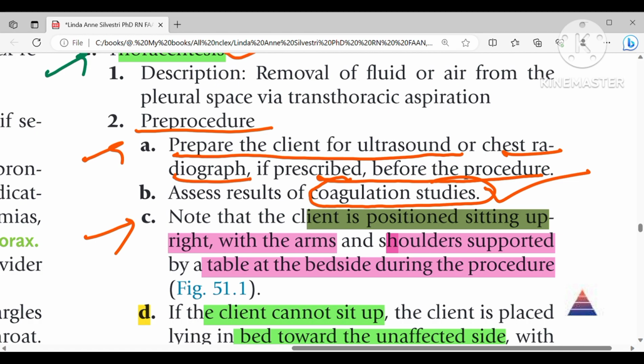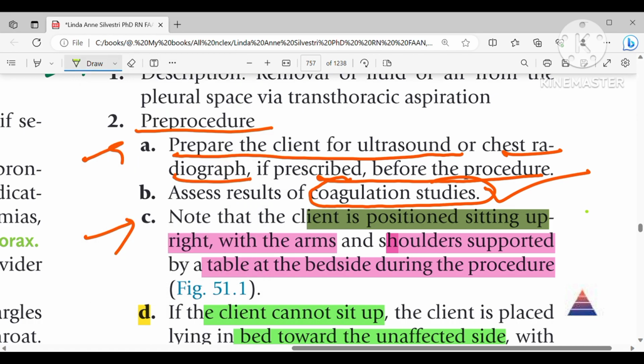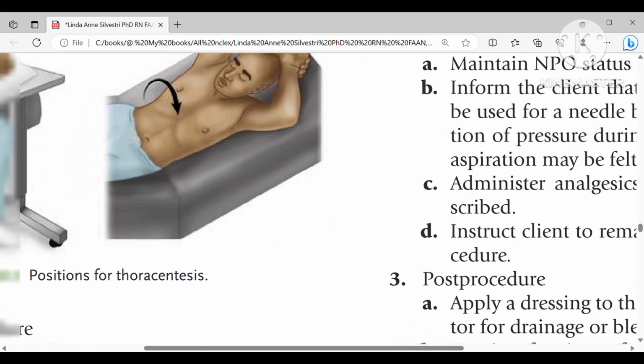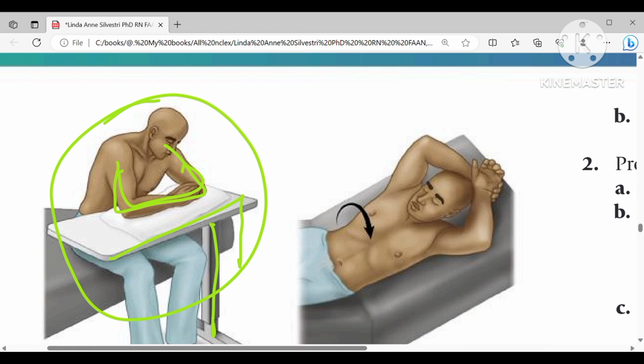Next one is note that client is positioned sitting up. So we should make sure the patient is sitting upright with arms and shoulders supported by a table at the bedside during the procedure. Like this, I'll show you. So he is in sitting position. This is a table, like a cardiac table, and he has put both arms on the table. Okay, so this position we can provide.